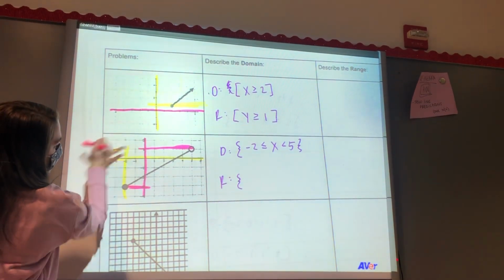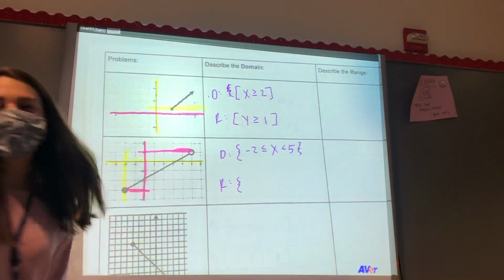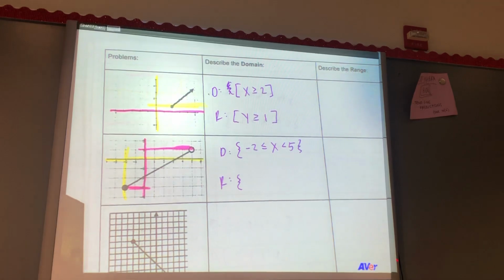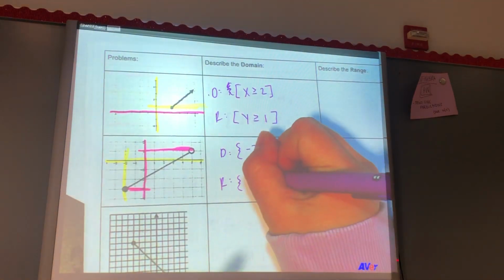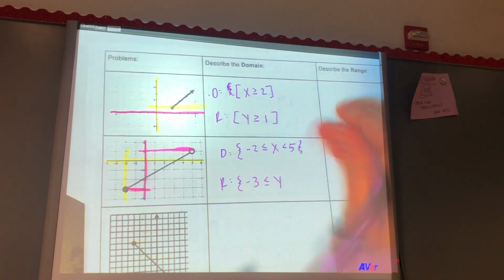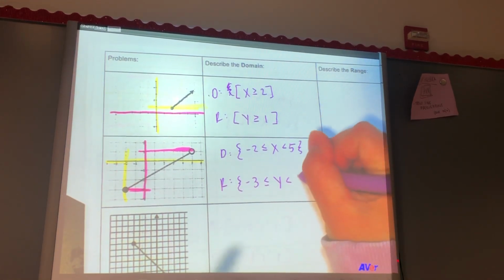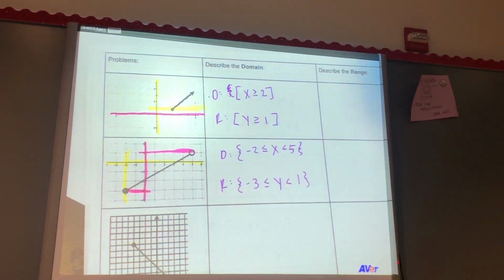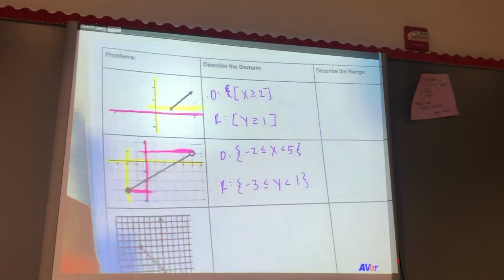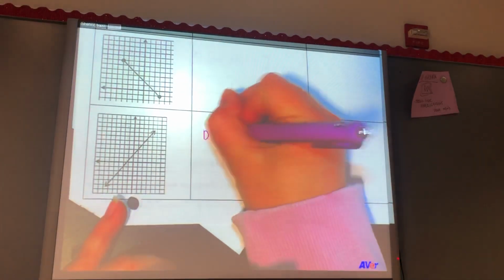And then this one is positive, that's 1. Or 0. That one's hard to see. It's too faded. So -3, I got a closed dot on that one, and this time I put a y because it's range, and then an open dot, and I put 1. Good.